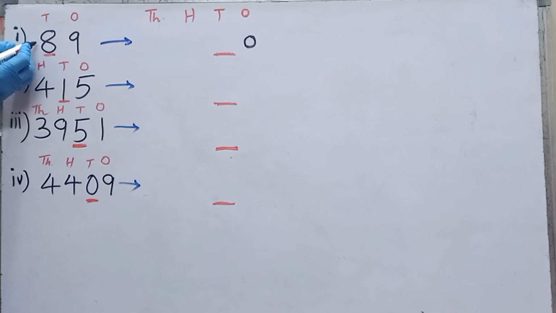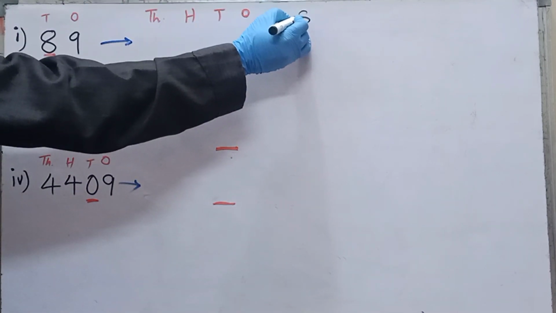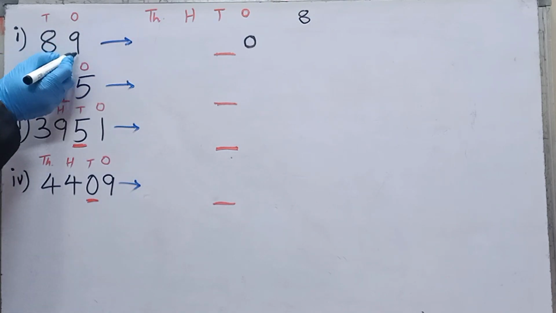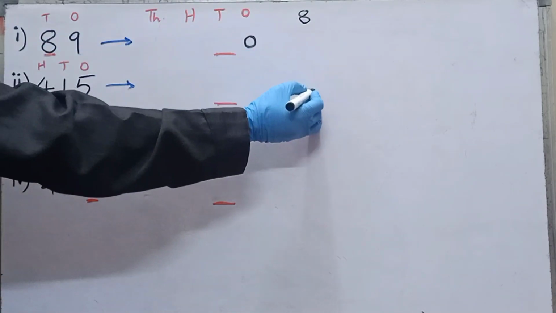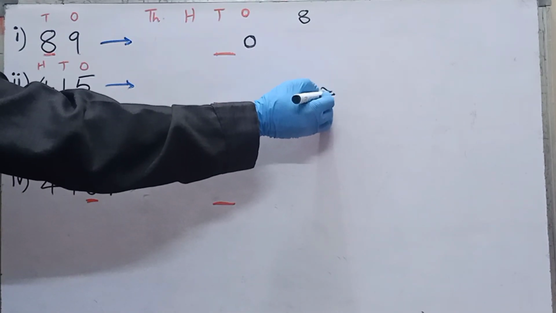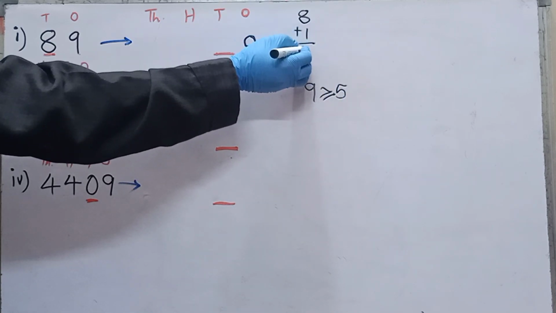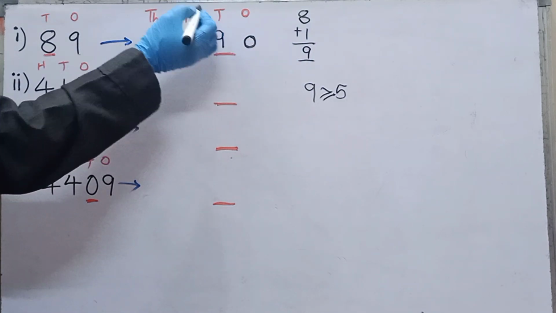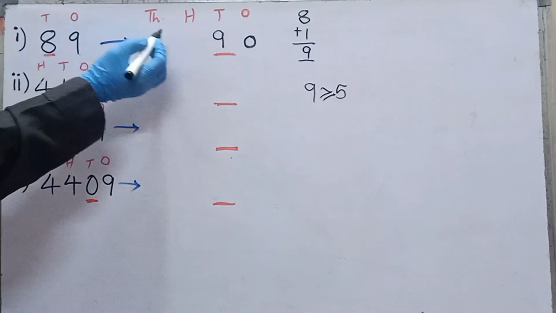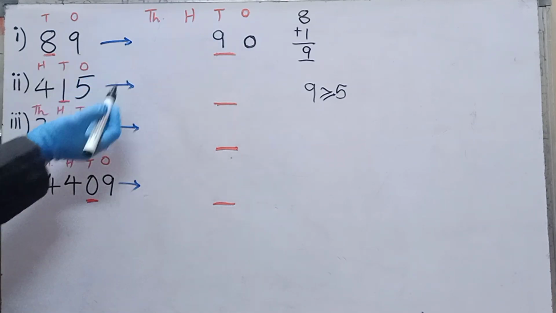Now we will see the number in the tens place. It is 8. So I will copy 8 here. Then beside number, if it is greater than or equal to 5, what we will do? We will add 1. Since 9 is greater than or equal to 5, we will add 1 here. 8 plus 1 we get 9. So in tens place we get 9 here. So 89 is nearer to 90. Okay, so it will be rounded off to 90.